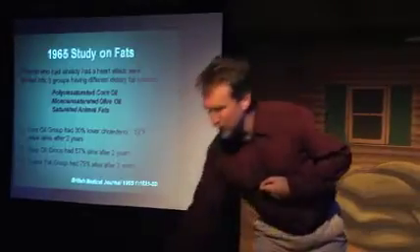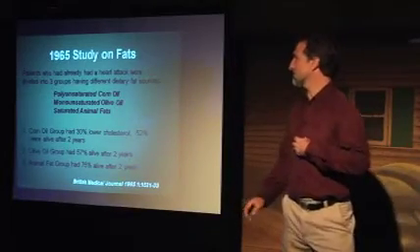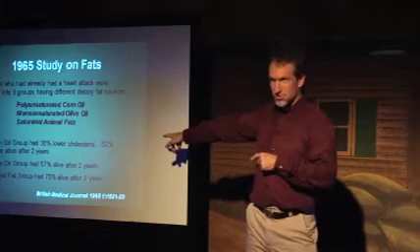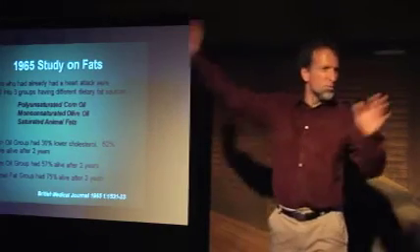All right, so a study on fats. This is very interesting. They had 3 sets of diets, I believe, with different dietary fat sources. One was corn oil, one was olive oil, one was saturated animal fat. So a polyunsaturated oil, a monounsaturated oil, and a saturated fat from animals. The corn oil group had a 30% lower cholesterol. So this was touted as really good news.